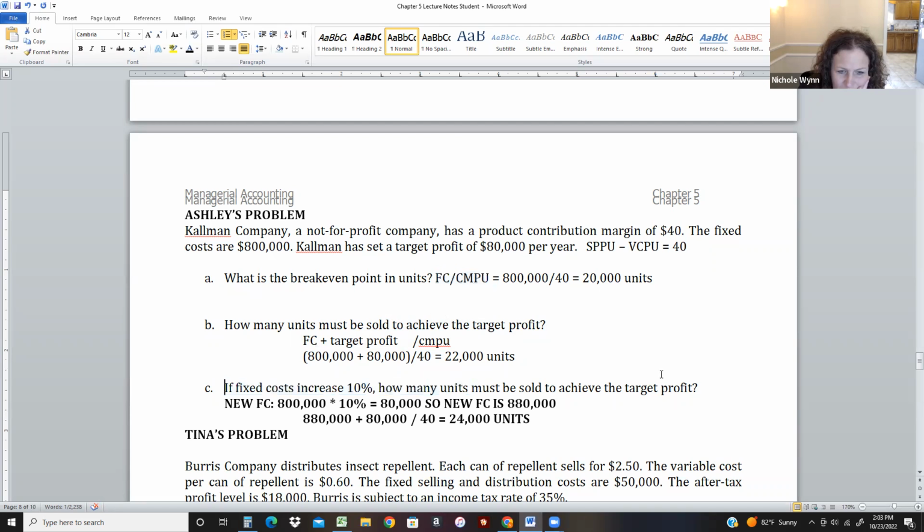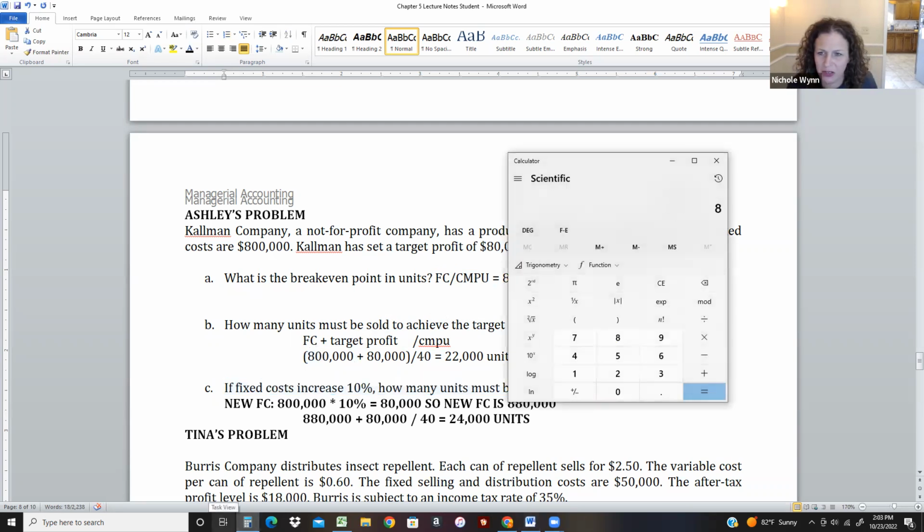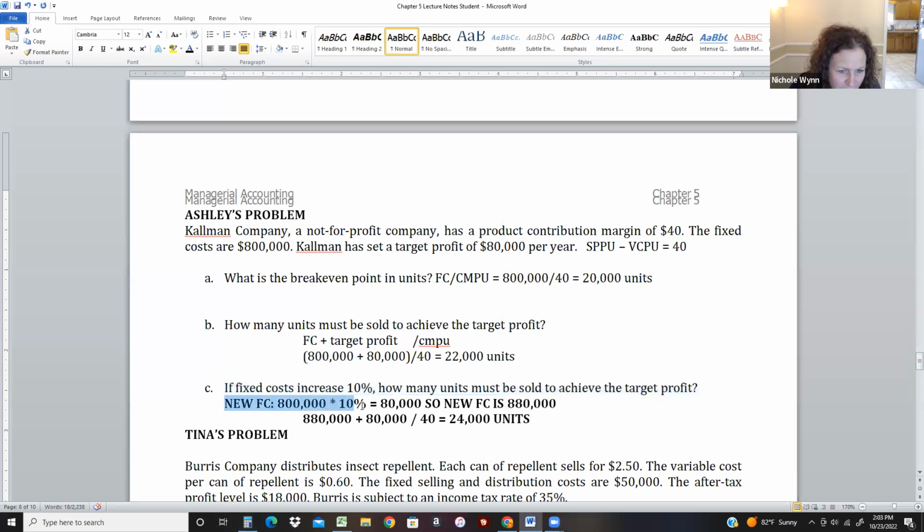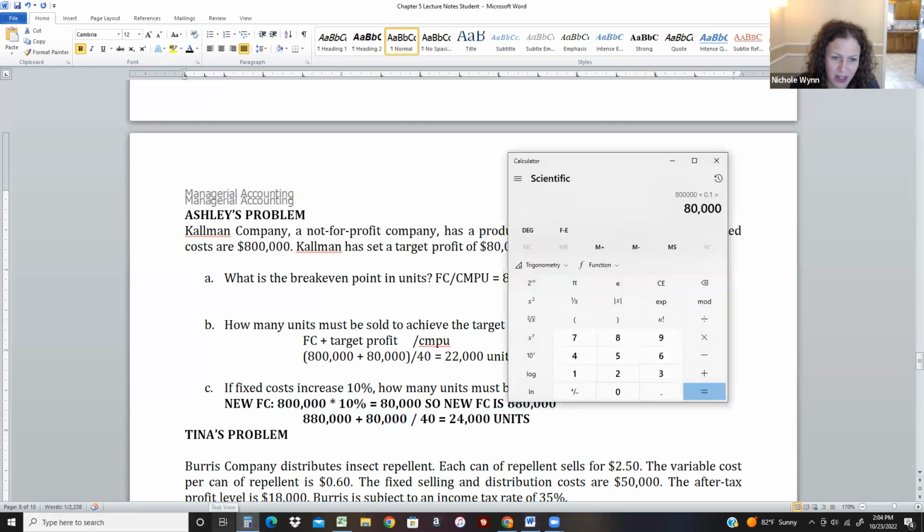And then on this one, it says that fixed cost increased by 10%. So I need to take my fixed costs and I need to make them go up by 10%. So 10% of 800,000 is 80,000. So my new fixed costs are an 80,000 increase. So I'm going up to 880. So then I'm going to take my fixed costs of 880 and increase by the target profit of 80. So up top, it looks like I have 880 and 80. So 960 divided by 40 each is 24,000 units.